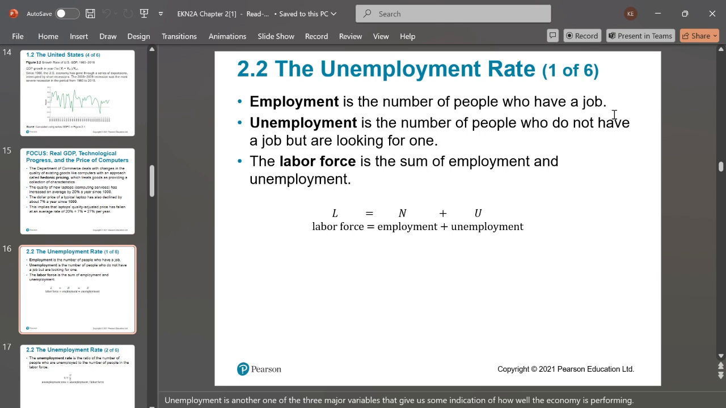Employment is the number of people who have a job. Unemployment is the number of people who don't have a job but are looking for one. Labor force is the sum of employment and unemployment. These are the definitions we basically expect from y'all, right? So this is how you calculate labor force, and this calculation is very important because you will use it when calculating unemployment, and I'll show you just now.